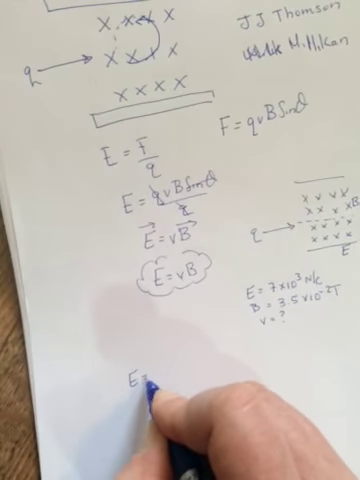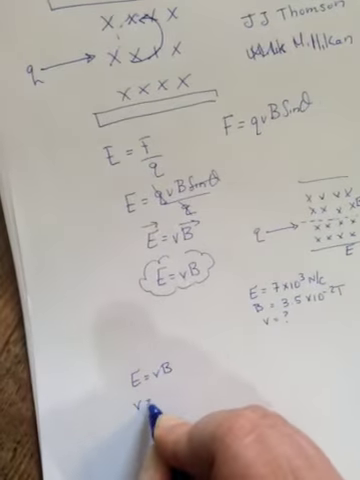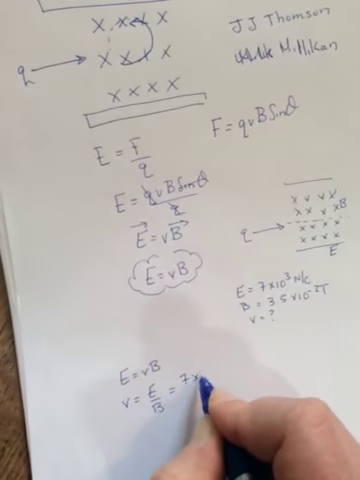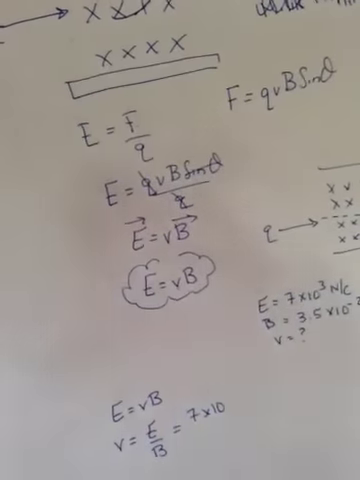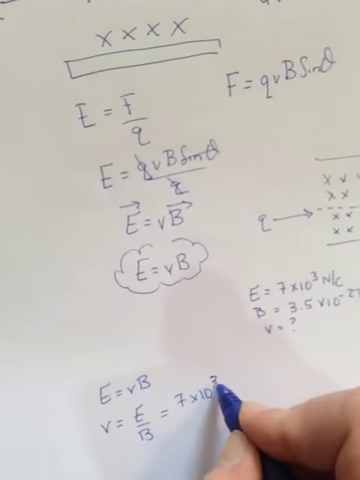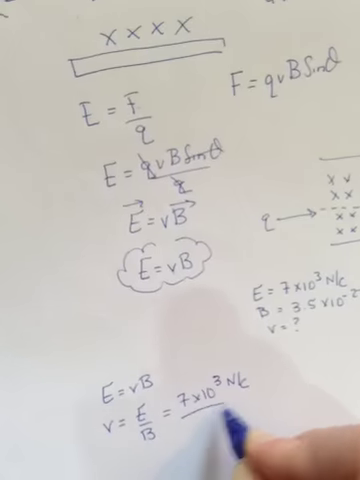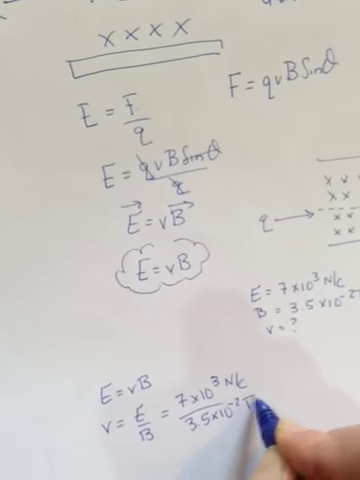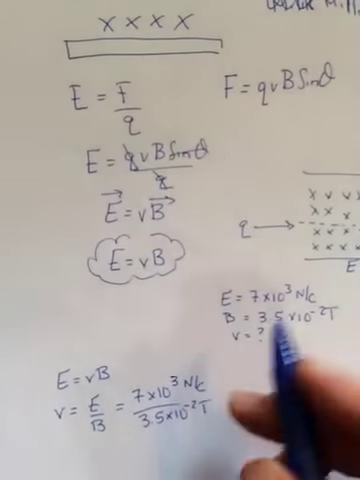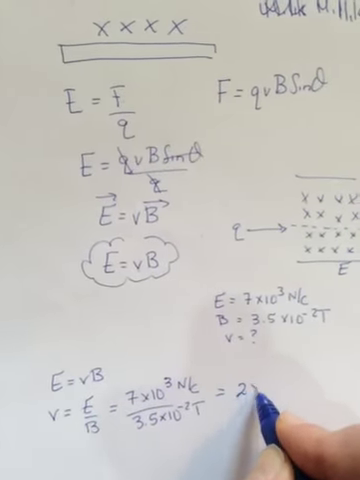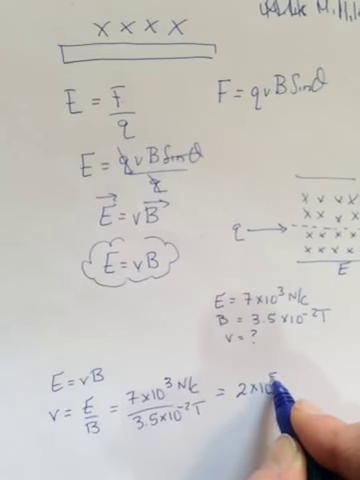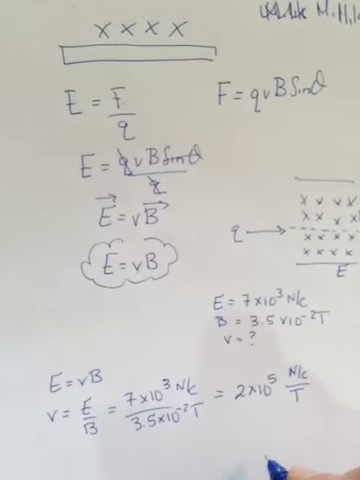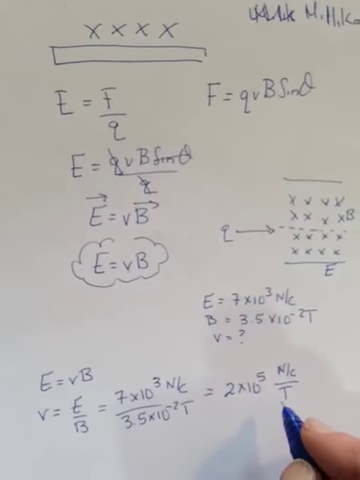So you would go E is equal to VB. So V is equal to E over B. So 7 to the third newtons per coulomb over 3.5 to the negative 2. I hope you appreciate the nice numbers I picked. And that goes in 2 times 10 to the fifth. And you get newtons per coulomb over Teslas. It should be meters per second.